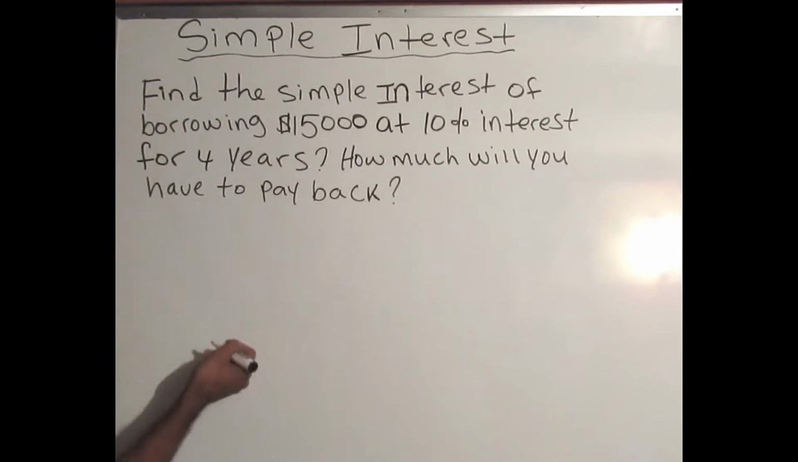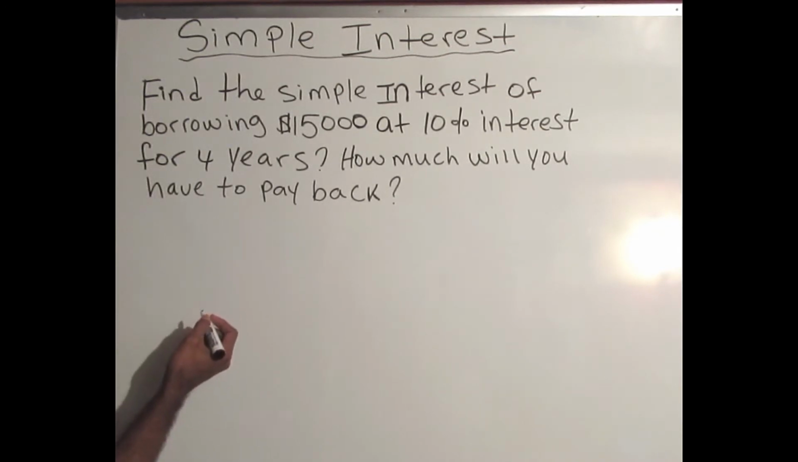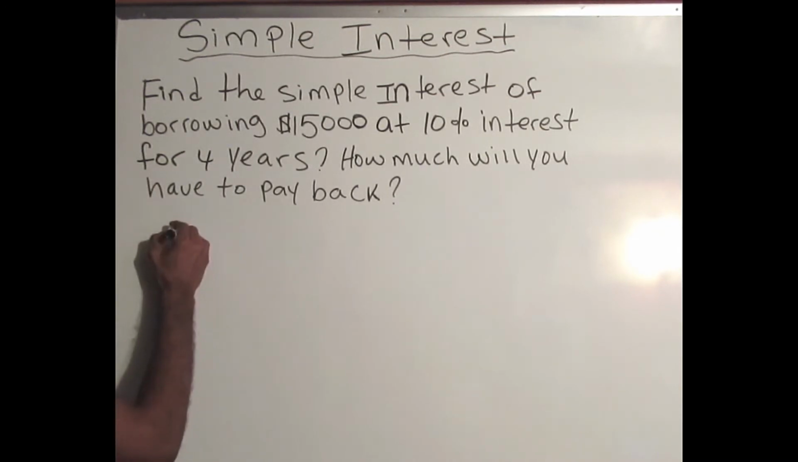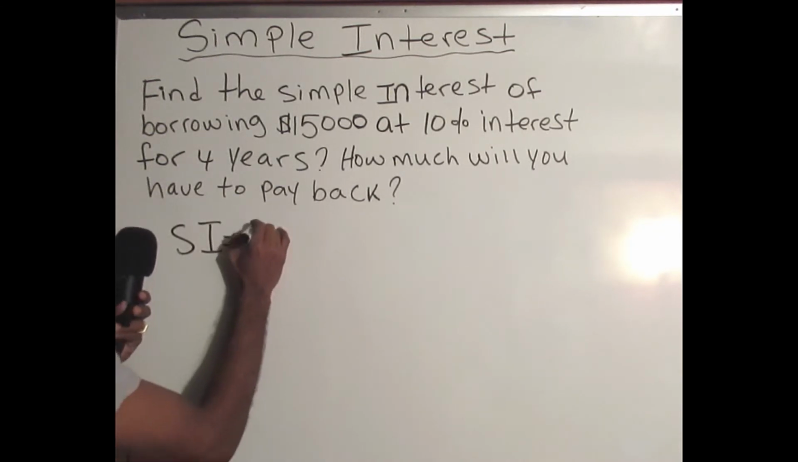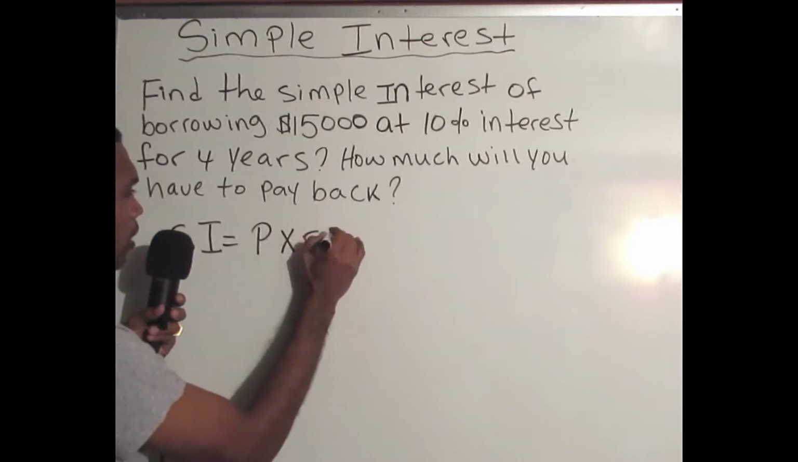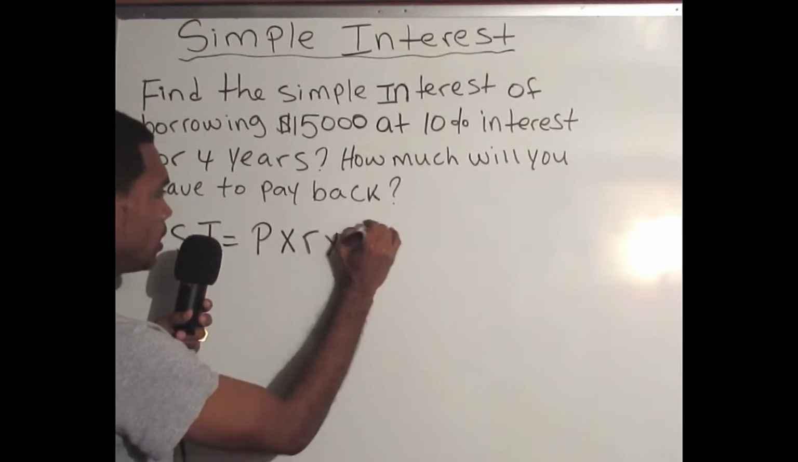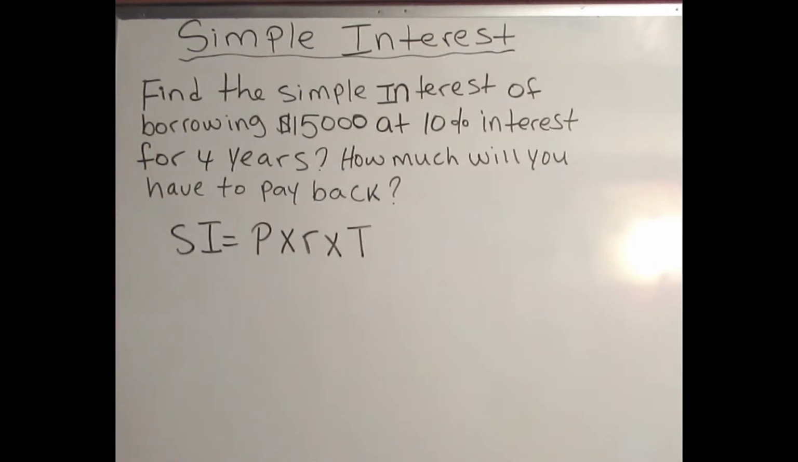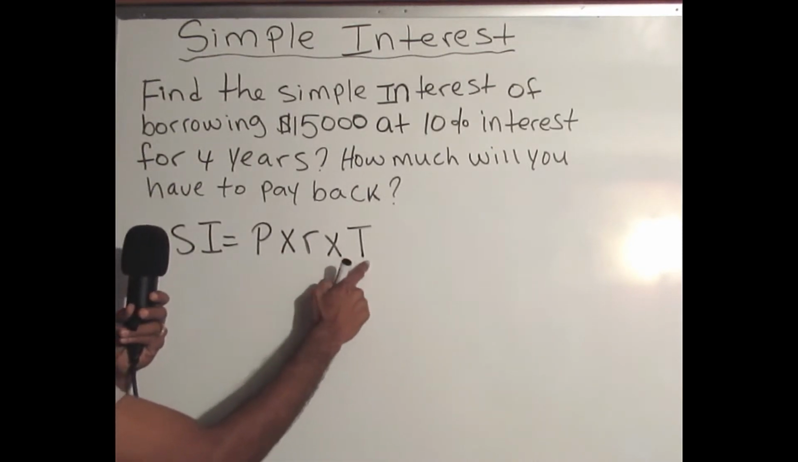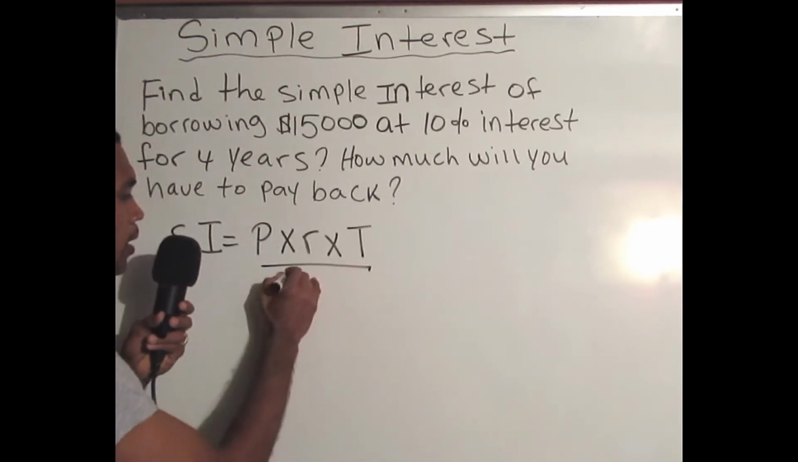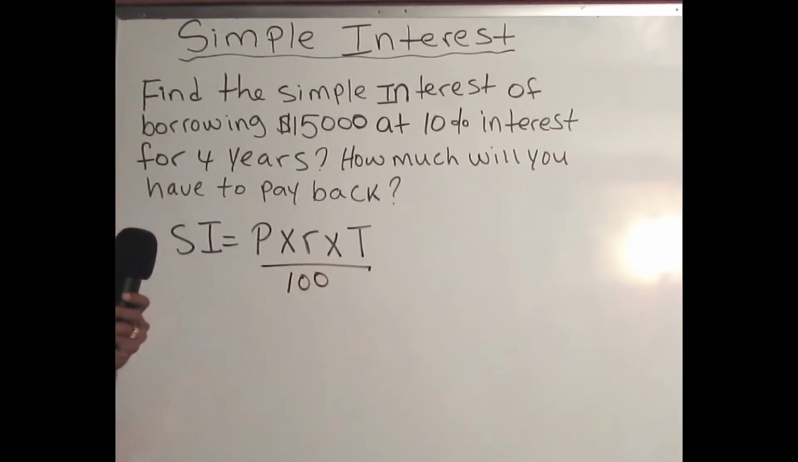So for simple interest in a problem like this, you want to use a formula. The formula for simple interest, SI, which is simple interest, equals P times R times T. So there are three things you want to find: the principal times the rate times the time, divided by 100. So this is the formula we're going to use to find our simple interest for this problem.